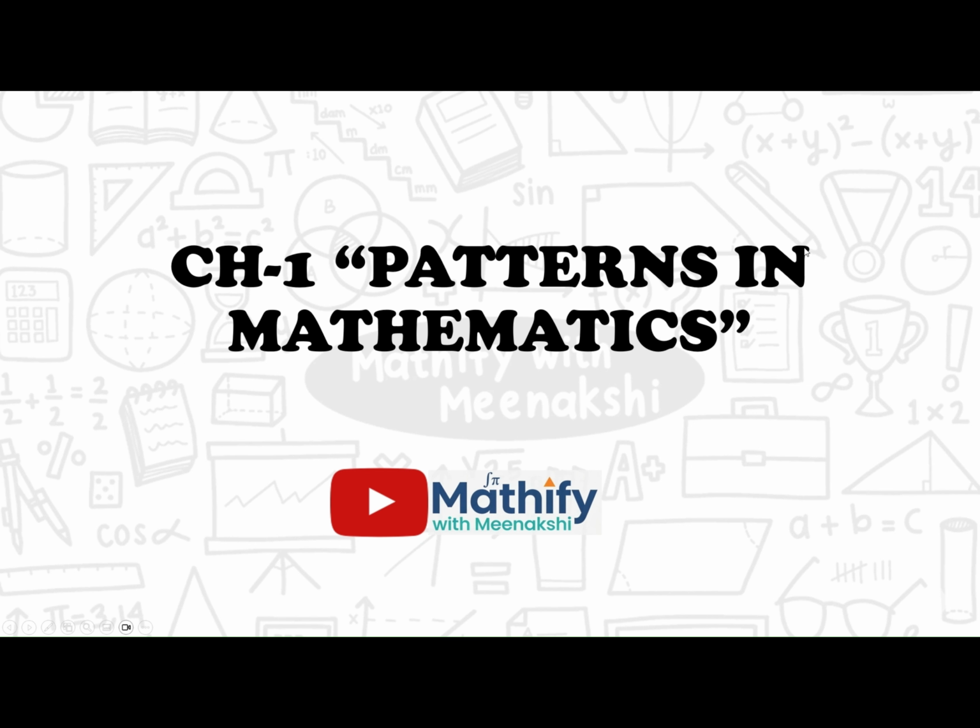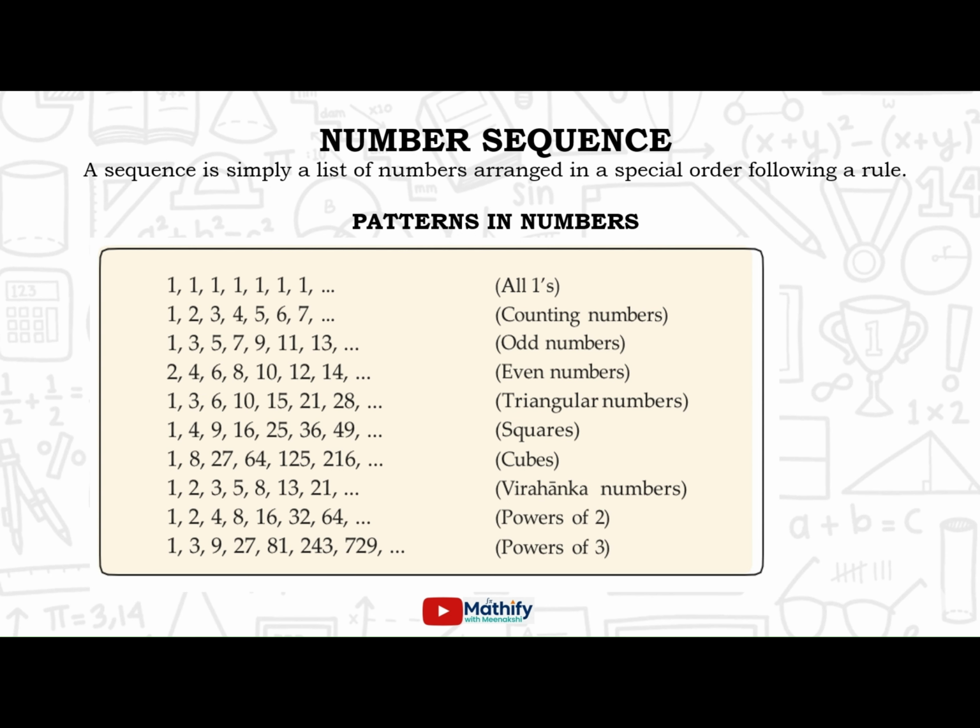But first you should know what is a number sequence. A number sequence is simply a list of numbers arranged in a special order following a particular rule. Now, let's look at different examples one by one.